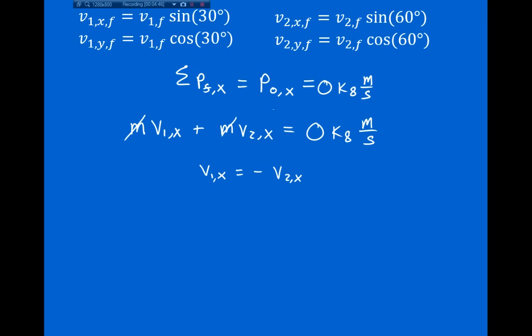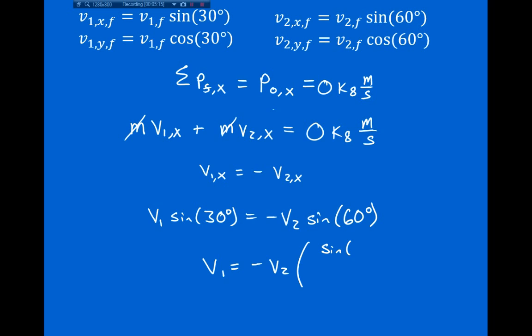Now, since I want to relate these things back to the speeds that they're traveling at, I want to rewrite these in terms of the speeds. So we said that v1x is v1 times the sine of 30 degrees, and this is minus v2 times the sine of 60 degrees. So solving for v1 in terms of v2, we see that v1 is going to be equal to minus v2 times the sine of 60 degrees divided by the sine of 30 degrees.